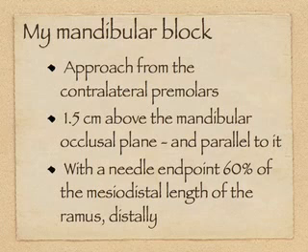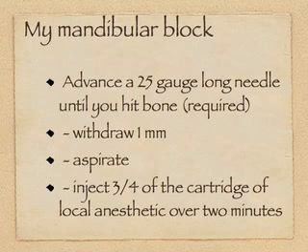The needle penetrates soft tissue at 1.5 centimeters above the mandibular occlusal plane, and the barrel of the syringe remains parallel to the mandibular occlusal plane. The needle tip has its endpoint as 60% of the mesial distal length of the ramus distally. In my mandibular block, a 25 gauge long needle is used, and it is advanced until bone is contacted. Upon contacting bone, the needle is withdrawn 1 millimeter and aspiration performed.